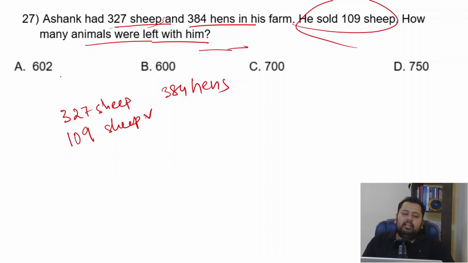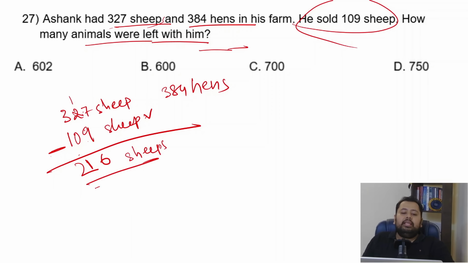Great. I think again an easy one. So out of 327 sheep, 109 were sold. So how many were left? You have to do a subtraction. If you do this subtraction, this becomes 8, this comes out 1, and 3 minus 1, 2. So there are 218 sheep left on the farm, along with 384 hens. He did not sell a single hen.